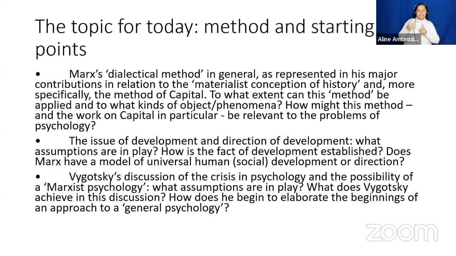And thirdly, Vygotsky's discussion in his incredible early text, The Historical Meaning of the Crisis in Psychology, which includes a number of key methodological discussions, as well as a very interesting critique of the psychological landscape of the day, and not least, his forthright criticisms of attempts being made at that time to develop a Marxist psychology. Again, what assumptions are in play with Vygotsky, and how does he begin at that point to elaborate the beginnings of an approach to a general psychology?